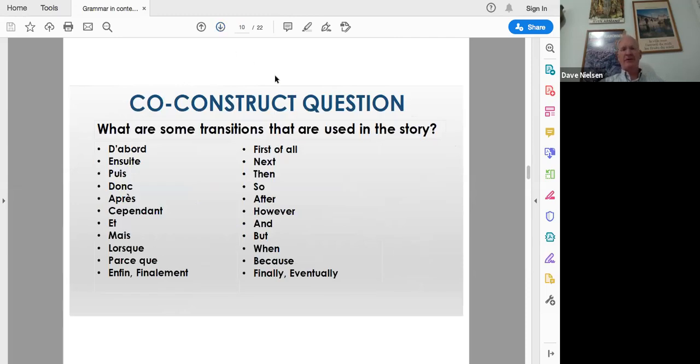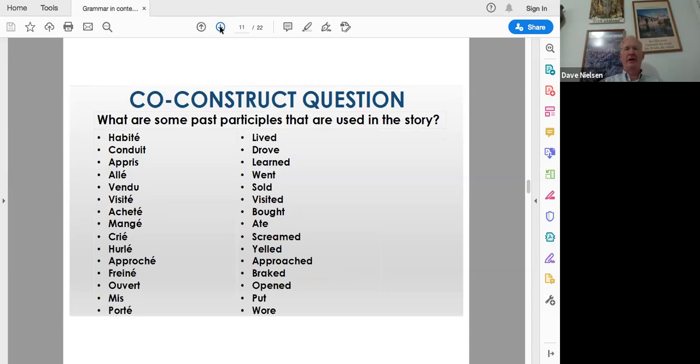So the way I would do a co-construct with them would be using transitions that they would need to identify in the story, such as first of all, next, then, so, after, however, and, but, when, because, and finally. And I would make sure that I would say those transitional words throughout the story several times so they could hear those and not just isolated sentences that are choppy and all by themselves. Then I would also have them come up with some of the past tense past participles that were used in the story, and that would have them identify and co-construct the grammar.